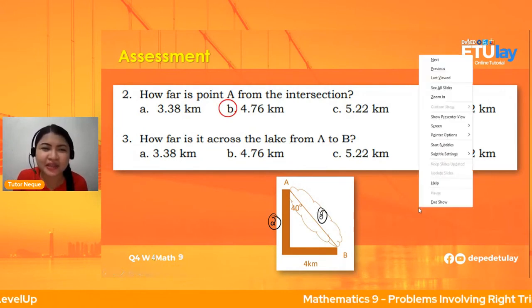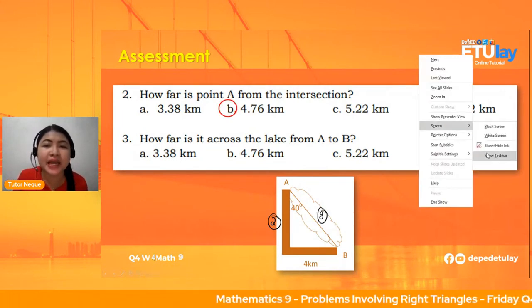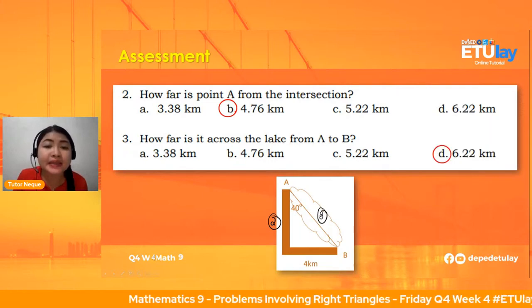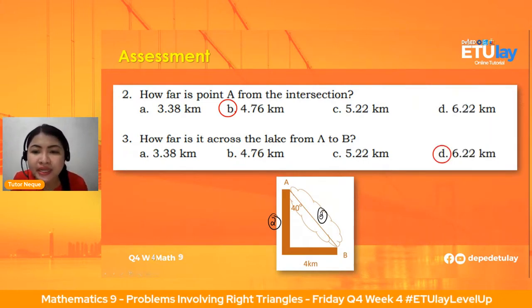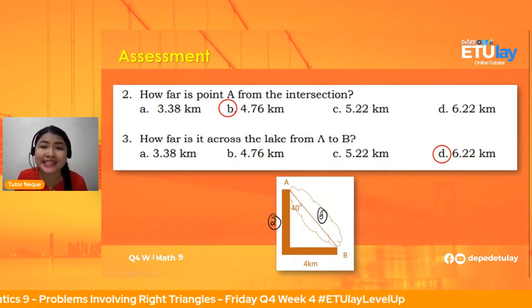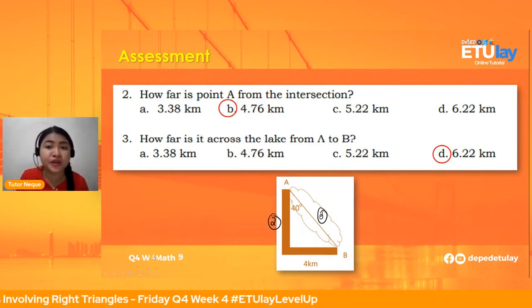Ayan. So, nahuli ang number 3. Ang tamang sagot ay B and D. So, number 2, it's B. Number 3, it's D. Sino ang mga naka 3 over 3?